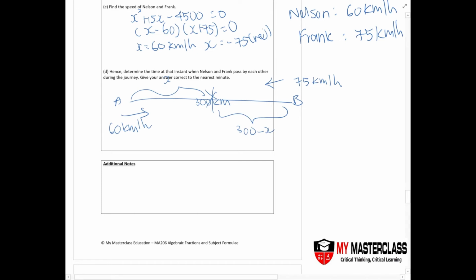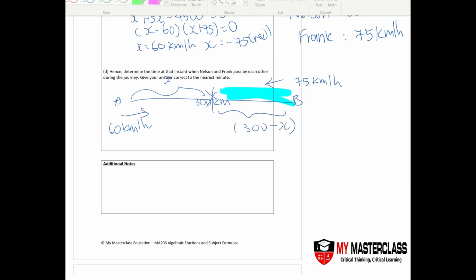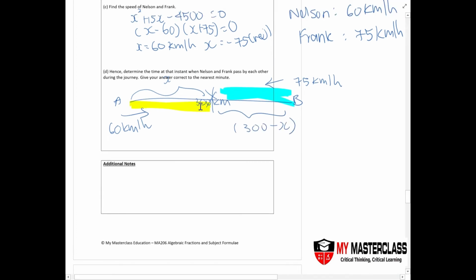Okay, so for the bottom portion, I will have this, and for the top portion, I will have this color. Sorry, the yellow color should be on the other end. This one is 300 minus X, because they are going in opposite directions. What you know for a fact is that the time when they meet is the same, correct or not? It's just that the distance is different. So what do you need to do?